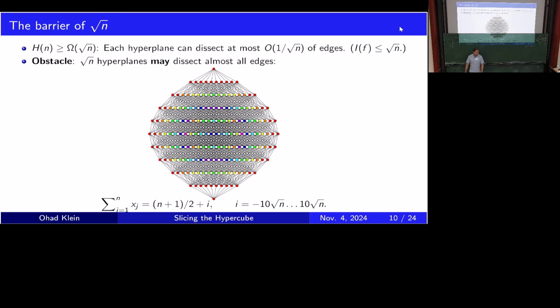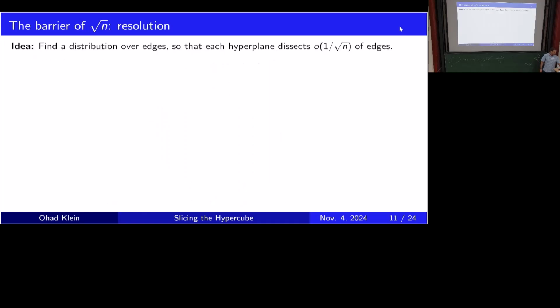Now, if you make the computation, you can see that if you use O of square root of n hyperplanes, you cut almost all the edges because most edges are in the middle layers of the hypercube. So this is unfortunate. A random edge is going to be dissected using these hyperplanes.